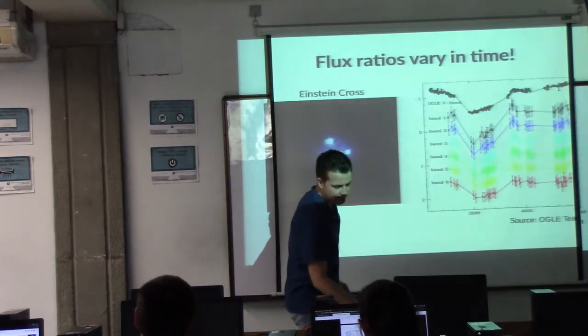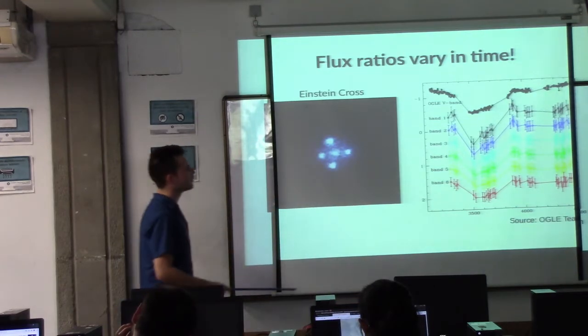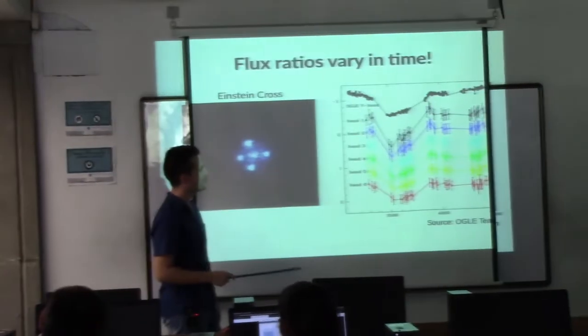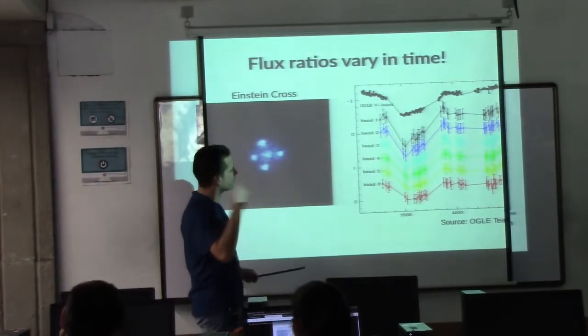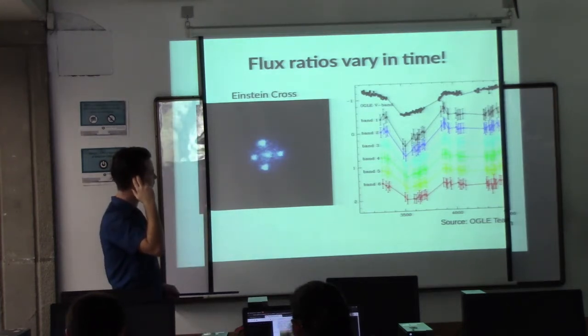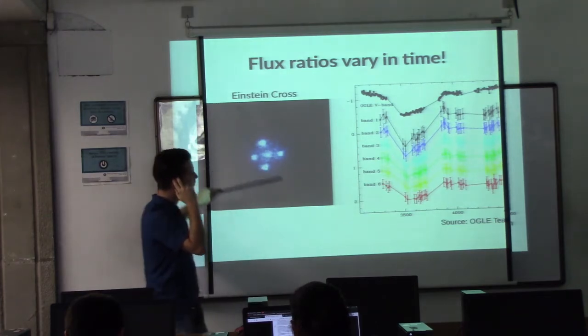And this is not a unique result. This is the Einstein cross that we have also seen before. And this is a monitoring now in many different colors. So, you know, colors take the same path. And if you take the ratio of which images is this? I forgot. I believe it's these two.